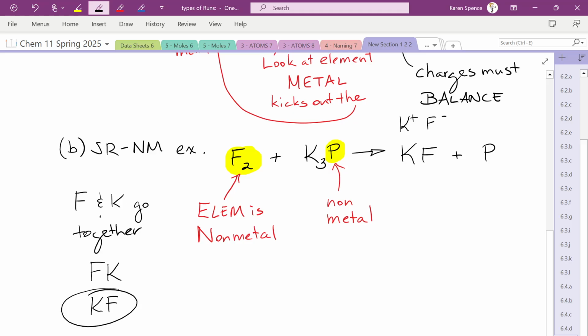And P is one of the special ones. What is P? P is P4. Sulfur is S8. P is P4. So we have P4. Oh, this is going to be complicated. All right. So let's put a 2 here to balance our fluorine. Except for that, then that gives us 2 potassium and 3 potassium. So I'm actually going to make that 6. So I'm going to put 2 here.